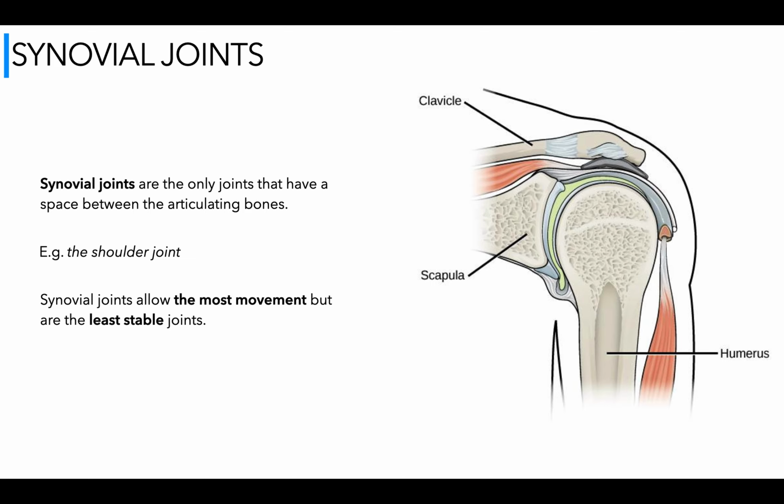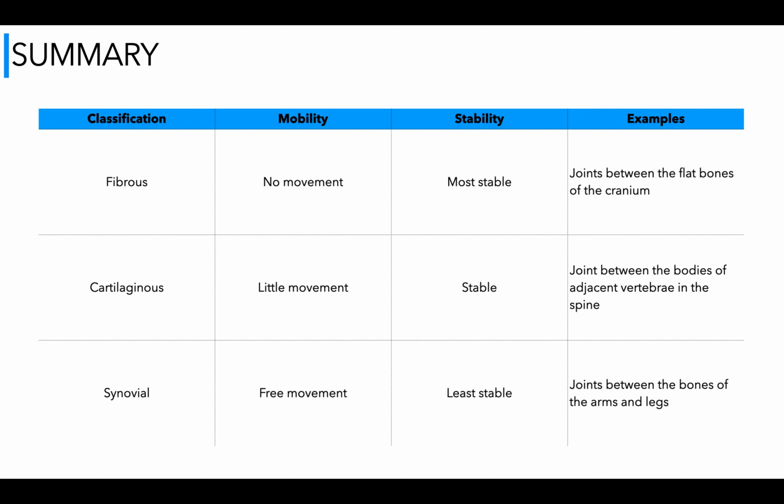So just to give you a quick summary screen, which you might want to pause on, we have the three classifications there, and how they are different in terms of mobility and stability, as it is quite common for exam questions to ask you to compare joints either by their classification or by joint types, which we'll look at in another video.